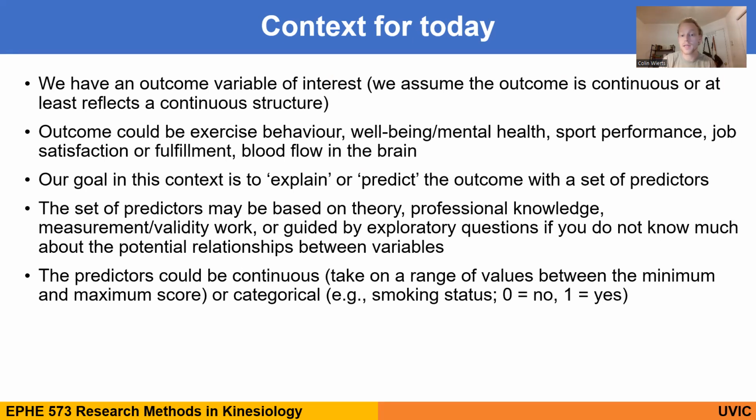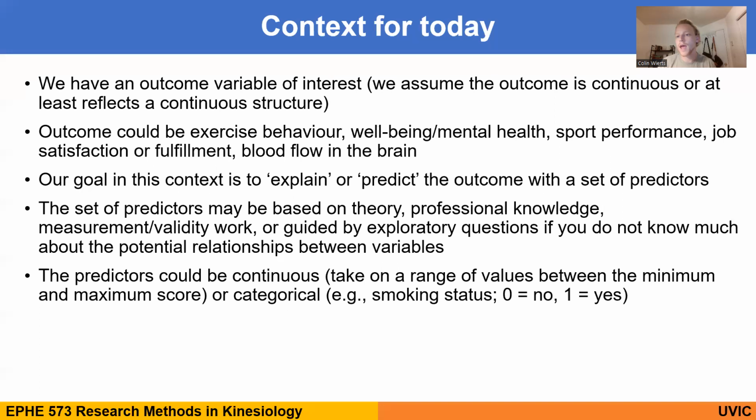So our predictors could be continuous, meaning they could take on a range of values between the minimum and maximum, and they can also be categorical as well. So they could be zero or one, like for example, smoking status, 0 being no, 1 being yes. So we can use both types of variables. We'll stick to continuous and categorical, or pure categorical, like binary.